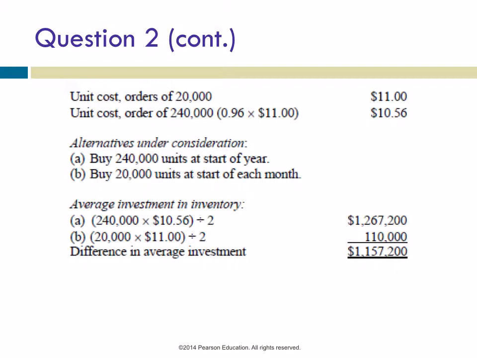That's the amount of money we could have invested elsewhere. So you would multiply that amount times the 10% rate that we're expected to earn, just move the decimal point over 1, and that would give you $115,720 of opportunity costs that you would have for choosing option A of buying all up front versus 20,000 units at the start of each month.